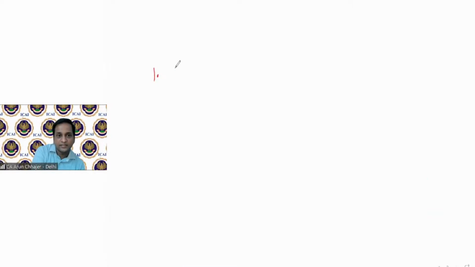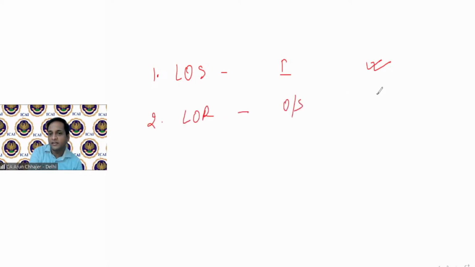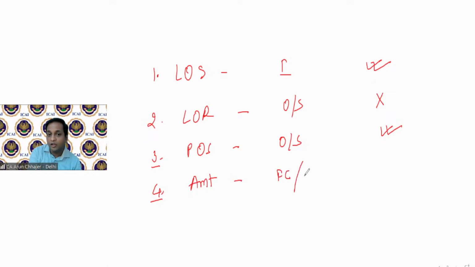The first is location of supplier should be India. Condition satisfied because it is an Indian Airlines. Second is location of recipient should be outside India. Condition not satisfied. Why? Because the person who is availing the service is an Indian resident. Third is the place of supply should be outside India. Condition satisfied. Fourth is the amount should come in foreign currency, or wherever permitted by the Reserve Bank of India, it can come in INR. This is also not satisfied.